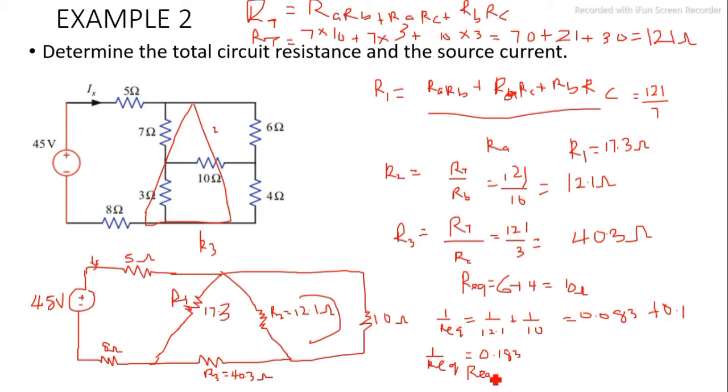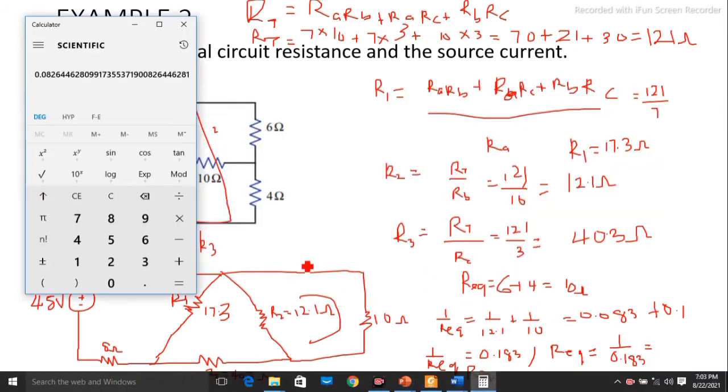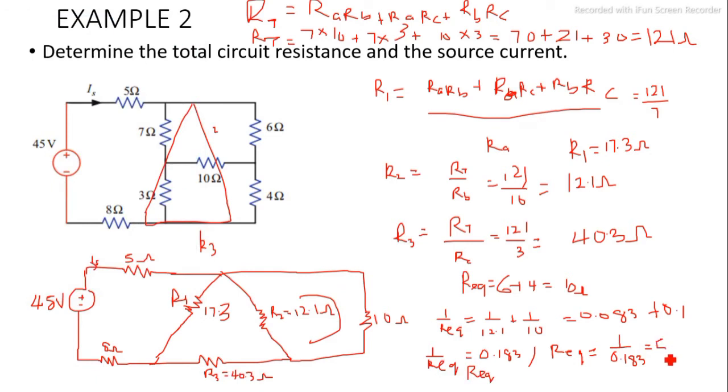Sorry, let me write it here. So that means your R equivalent will be equal to 1 divided by 0.183. If you just calculate 1 divided by 0.183, you're going to have 5.46. So that means your equivalent is 5.46 ohms. That's the equivalent resistance for these two loop.